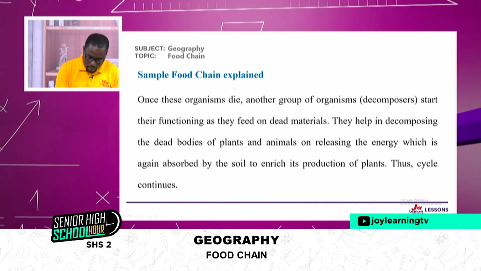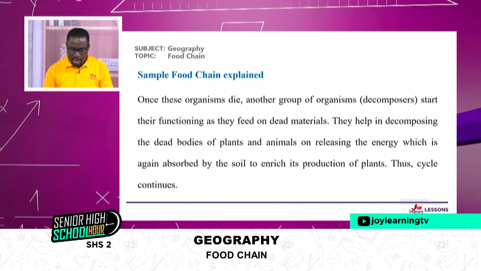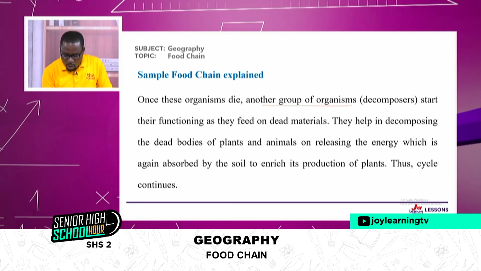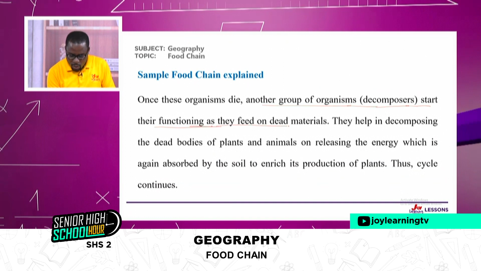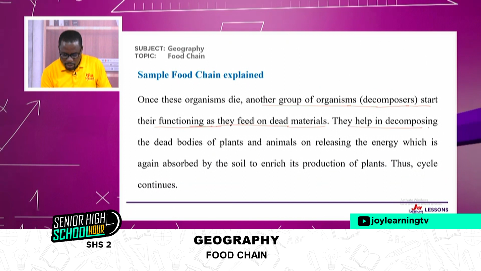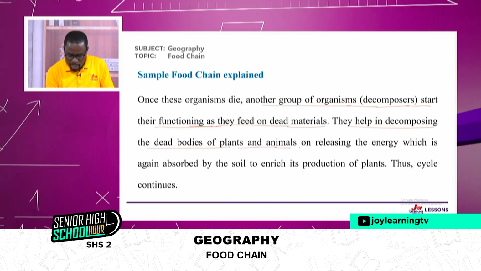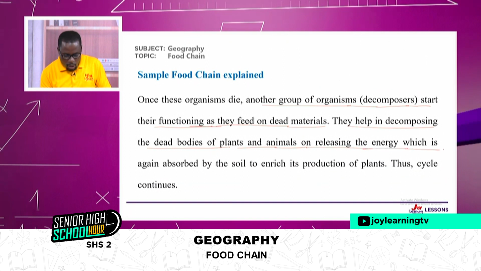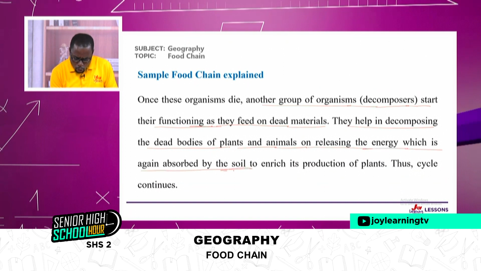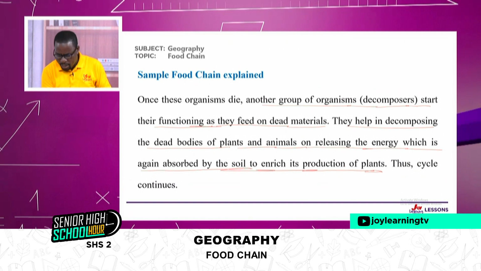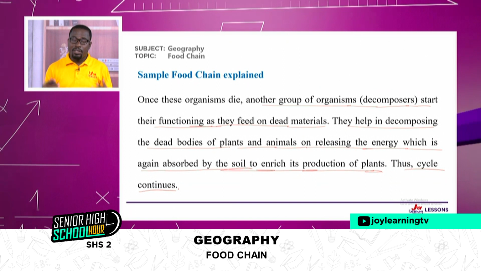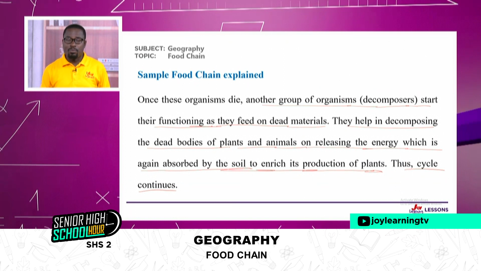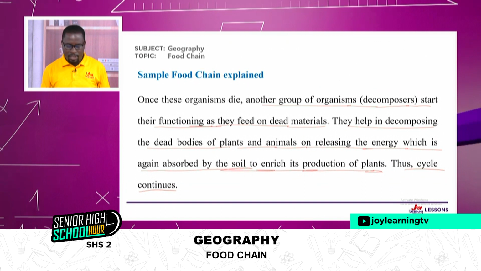So on the sample, once these organisms die, another group of organisms called decomposers starts their functioning. As they feed on dead materials, they help in decomposing the dead bodies of plants and animals, releasing the energy which is again absorbed by the soil to enrich its production of plants. Thus, the cycle continues. In other words, the cycle of the ecosystem keeps taking place. It continues.